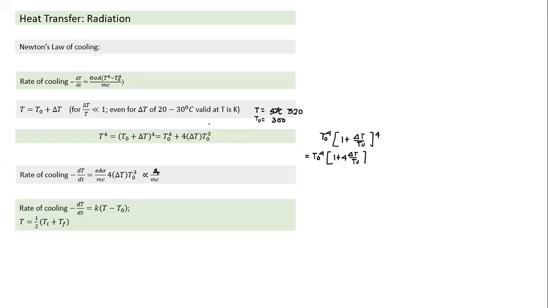So rate of cooling: as the temperature changes, all these parameters are not changing, so I can treat them as constant. The only thing which changes with the passage of time is delta T. So basically delta T remains the same, and for the rate of cooling, the rest is all taken as a constant.